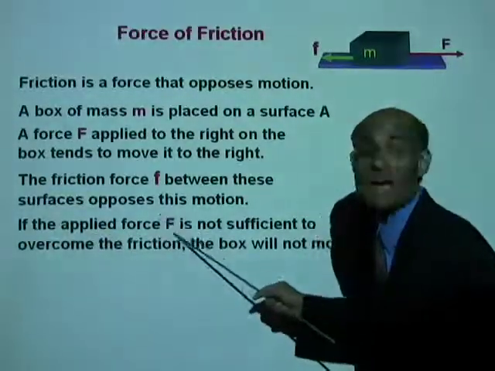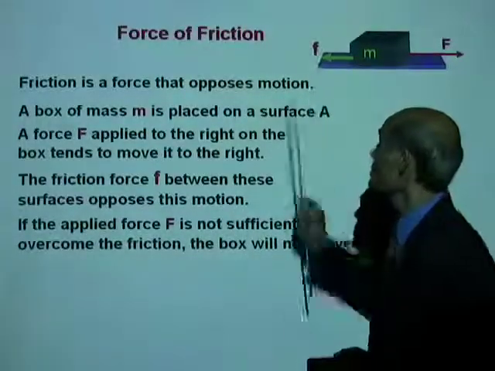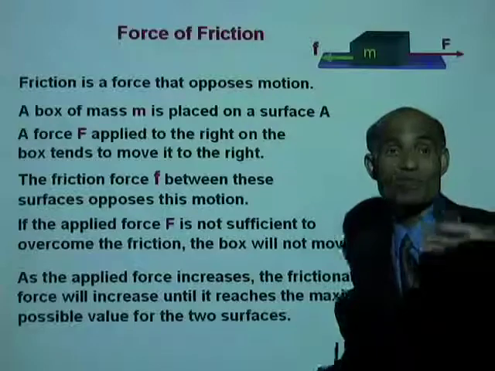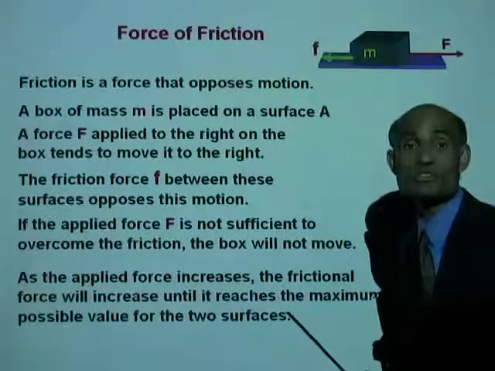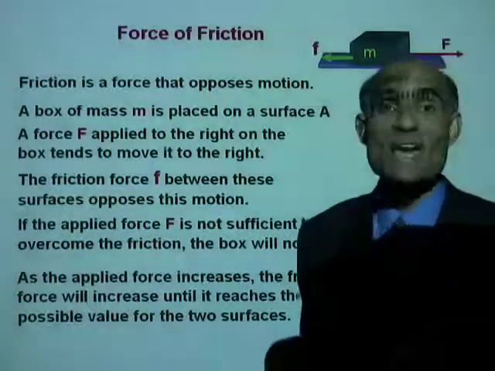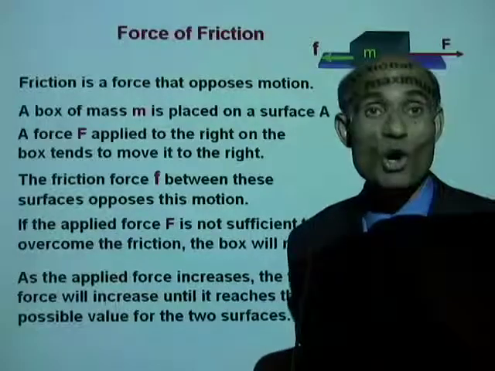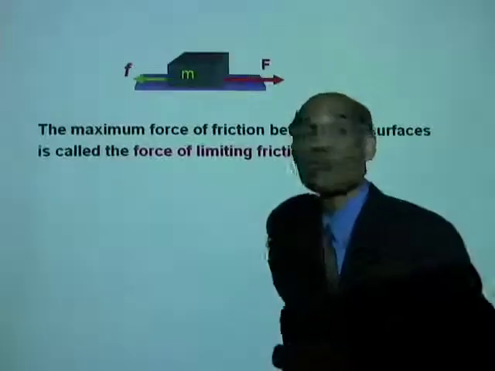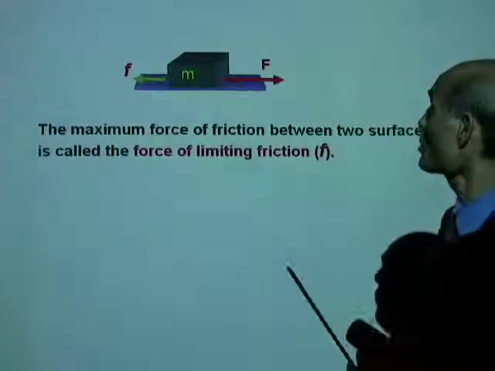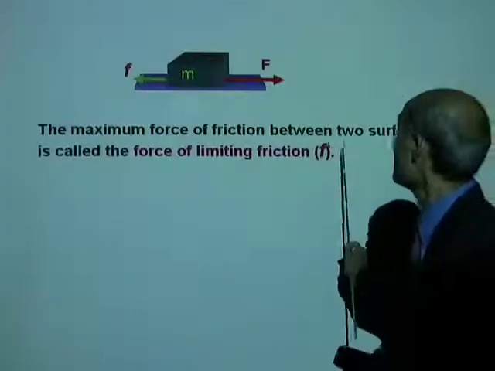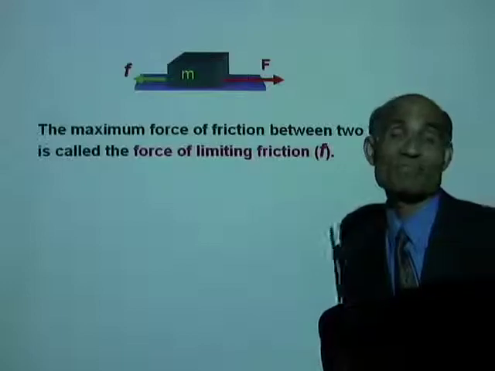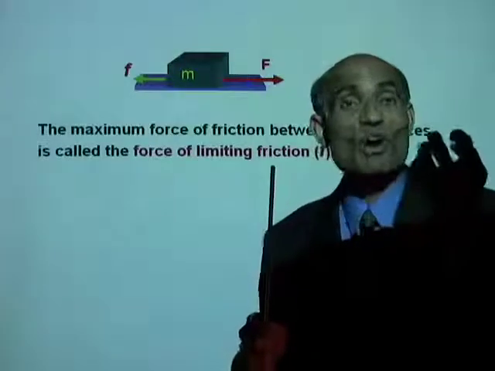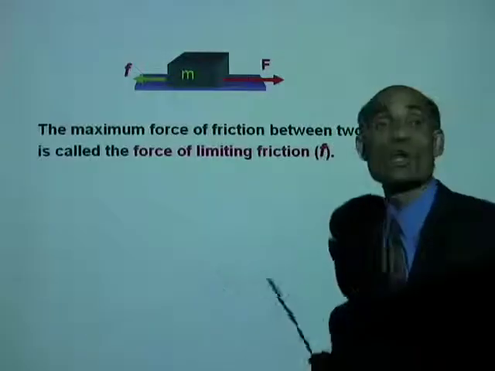Now, if the applied force F is not sufficient to overcome this frictional force, then the box will not move. As the applied force increases, the frictional force also increases until it reaches a maximum value. And what did we say that maximum frictional force between two surfaces is called? It is called the force of limiting friction. The maximum force of friction between two surfaces is called the force of limiting friction, and we will represent that with the lowercase f. So whenever we talk of friction between two surfaces, we actually mean the force of limiting friction, and that will be our lowercase f.